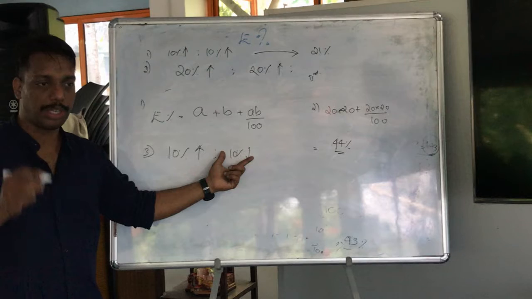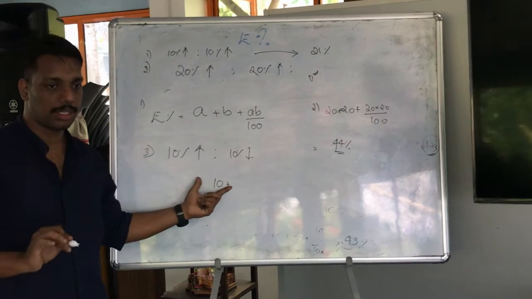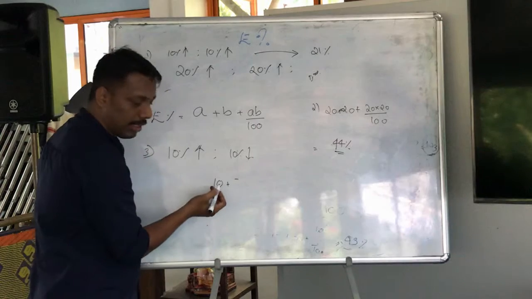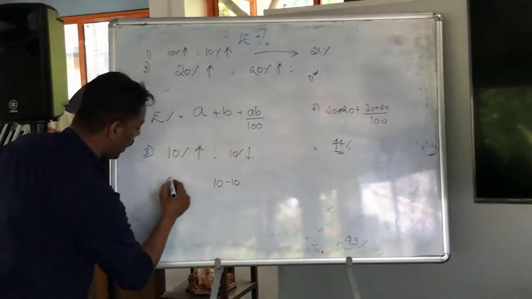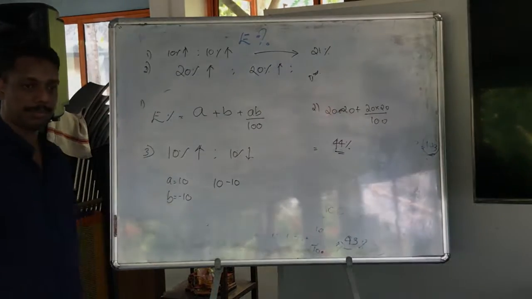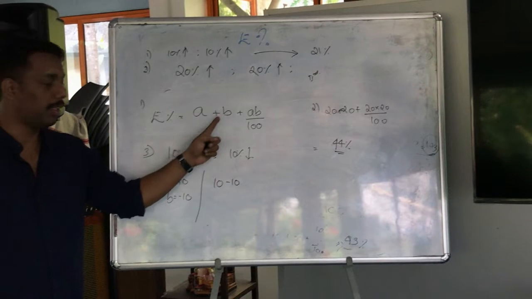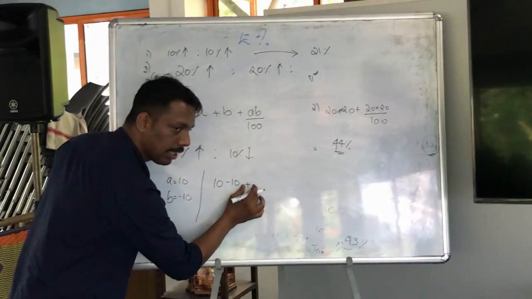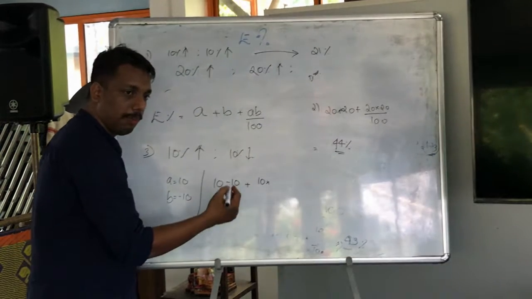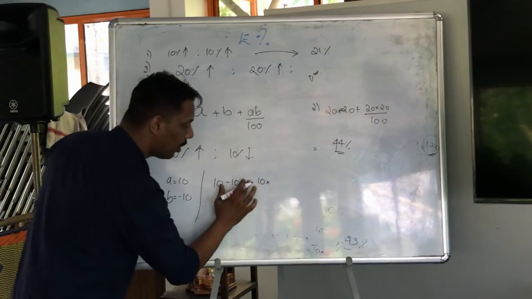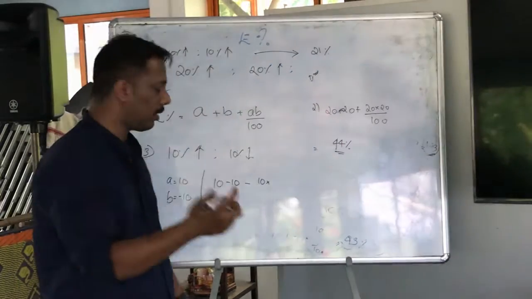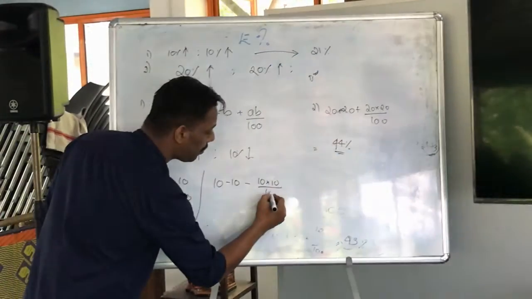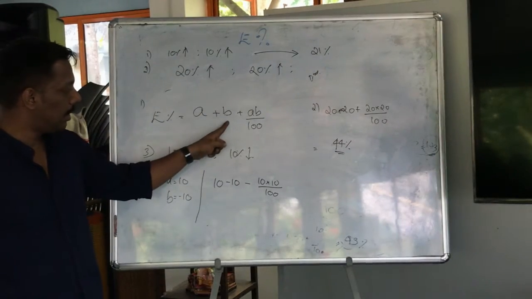But here 10% reduction means I have to put a negative sign. Why? Because he is reducing the actual amount of his goods. So it is not 10, it is minus 10. Here A is 10, B is minus 10. So apply the equation A plus B plus AB by 100. A is 10 plus B is minus 10. Then again plus A into B. A is 10, B is minus 10. If you multiply a positive and a negative number, the result will be negative, right? That's why I put a negative sign, by 100.